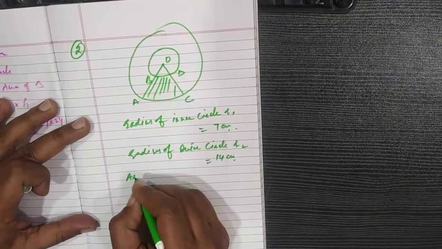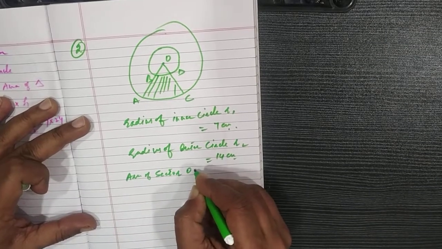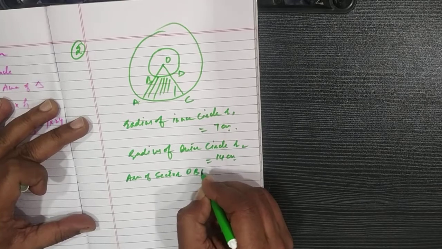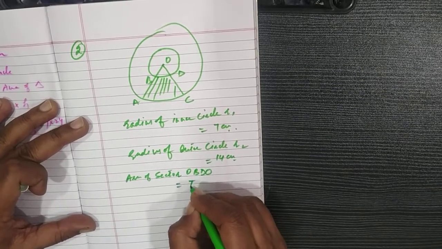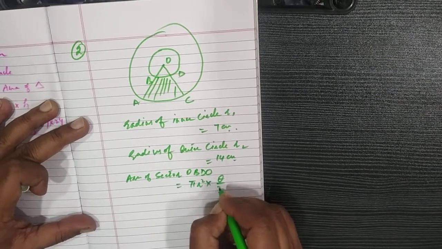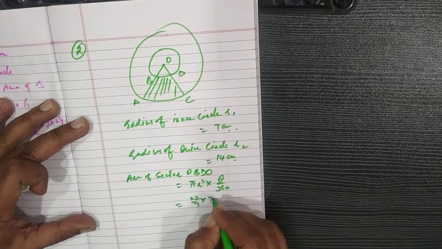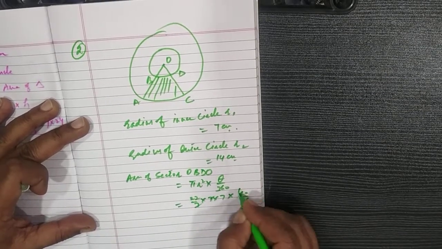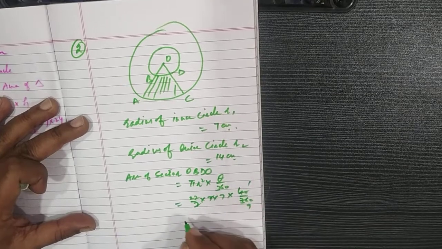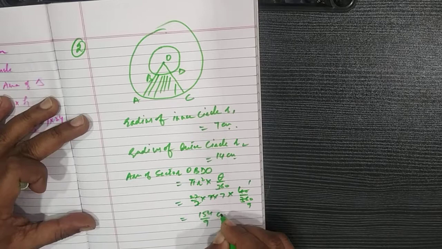So the area of the first sector, O, B, D, O. This is the first sector: pi r square into theta upon 360. So 22 by 7, 7 into 7, 40 upon 360. So it will be 154 upon 9 centimeter square.